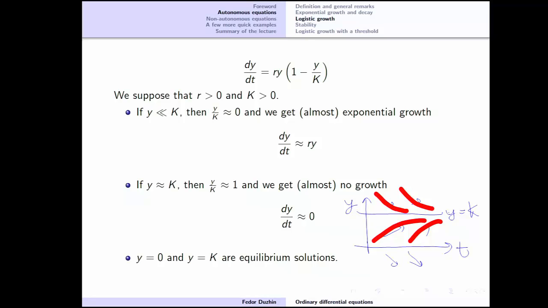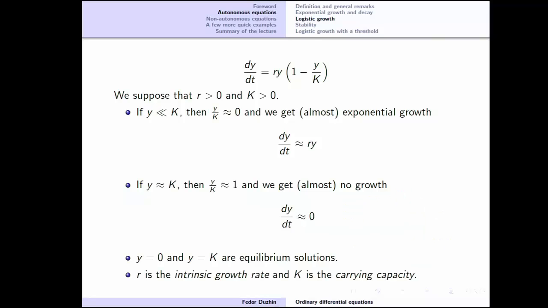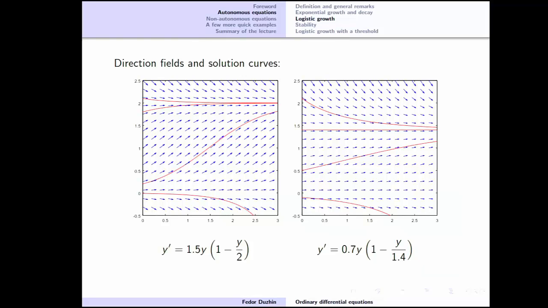The exact terms for these two parameters are r is the intrinsic growth rate and k is the carrying capacity. So here you see the picture. The intrinsic growth rate governs the steepness of the arrows, right? So the bigger the intrinsic growth rate is, the faster the solutions grow in the beginning.